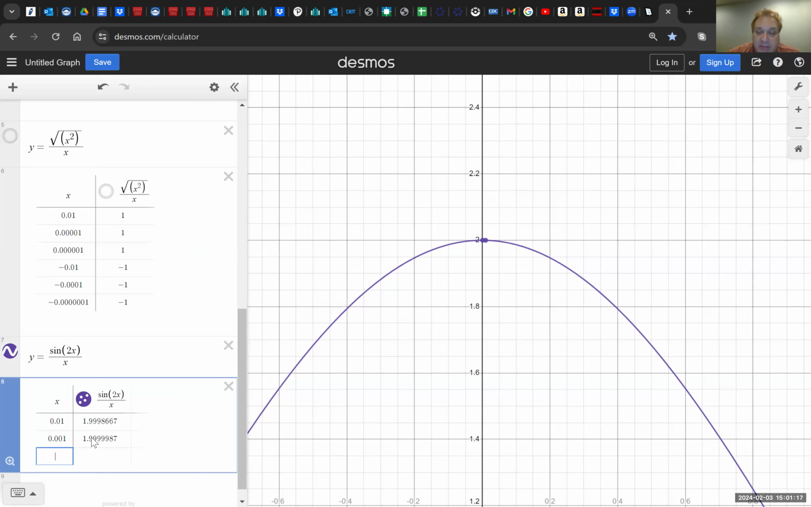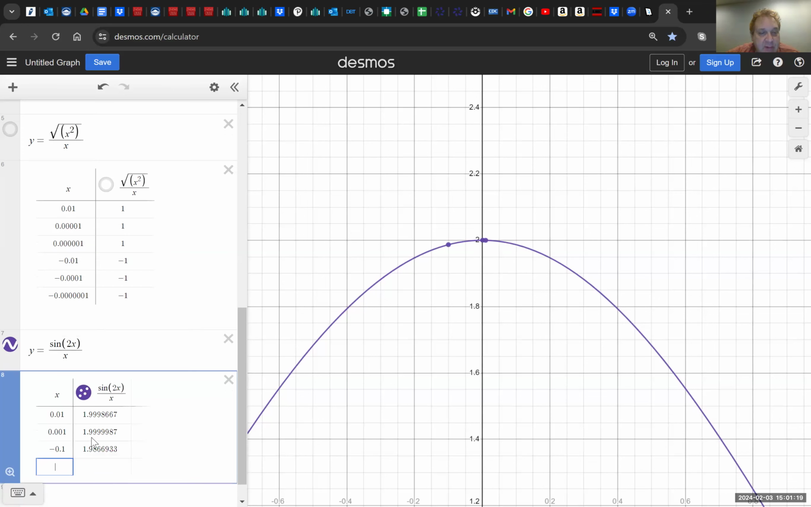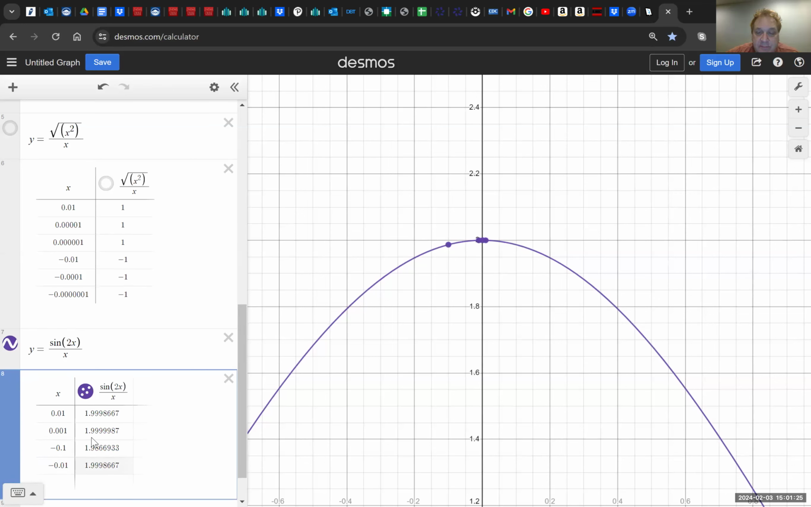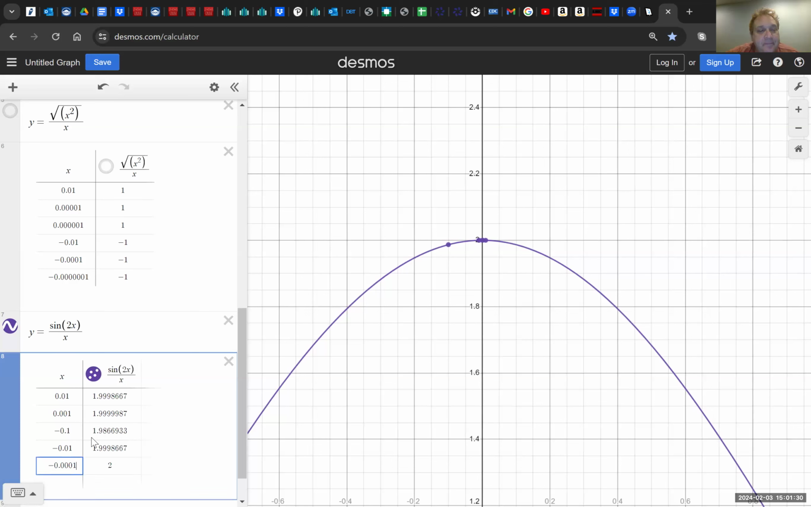Let me use some negative values. So these are slightly less than 0. Yeah, it's already rounding. You can see that it loses its ability to keep track of all those decimal places very quickly. Okay, anyway, if you look at the sequence of numbers as we're getting closer and closer to 0 from the right side, from the positive side, 1.99987, 1.9986, so it's getting closer and closer to 2, which we can see as well on the graph.